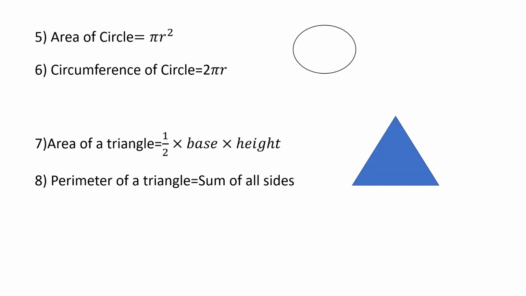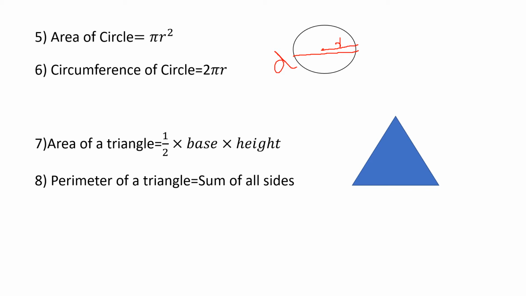Area of a circle. These formulas also you have studied, right? So this is a circle. This is the center point. This is the radius, right? This full length we'll call the diameter. Half of it we'll call the radius, right? So the area of a circle means pi r square.